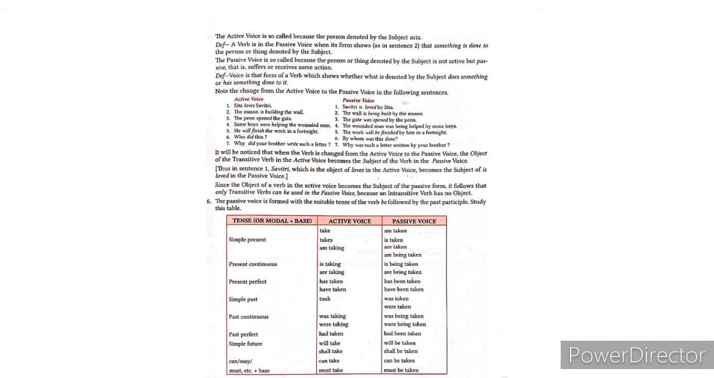Now, the active voice is so called because the person denoted by the subject acts. So the subject is acting, it's doing, whereas passive means it's receiving. A verb in the passive voice shows that something is done to the person or thing denoted by the subject. In passive voice the subject is not doing anything, it's just receiving.